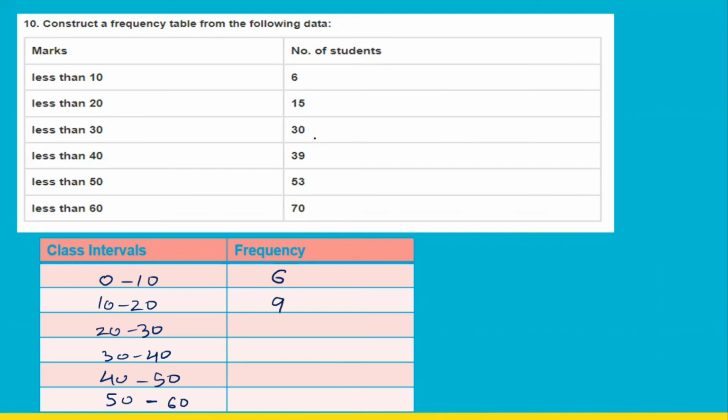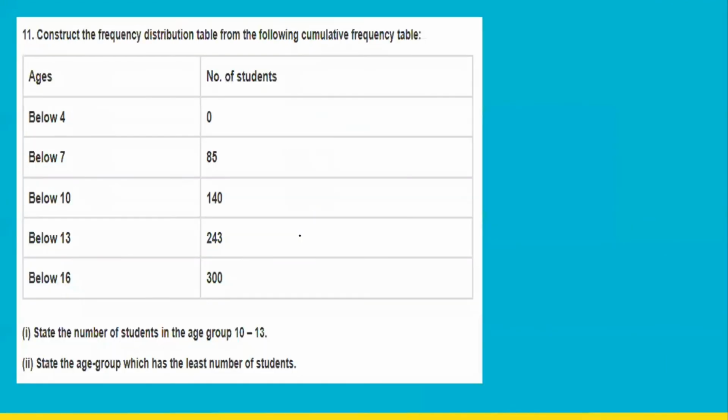Then again, next we are going to do 30 minus 15, which is going to be 15 over here. Then we will do 39 minus 30, which is again 9. Then we do 53 minus 39, which is going to be 14. And then 70 minus 53, which is going to be 17. Understood how to create the frequencies when the less than cumulative frequencies are given?